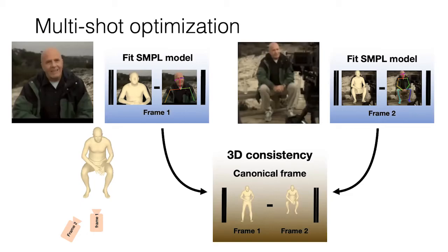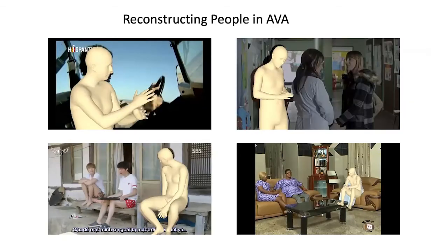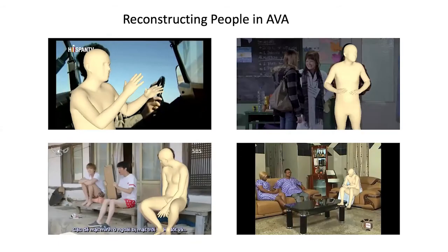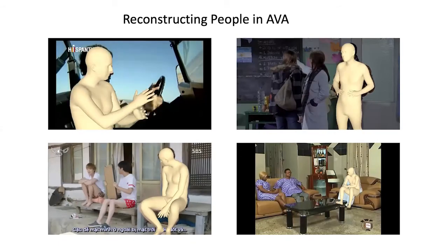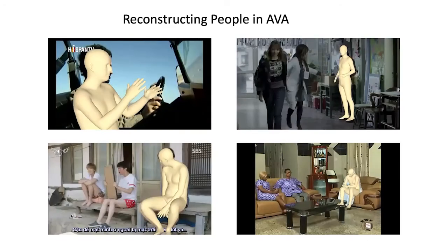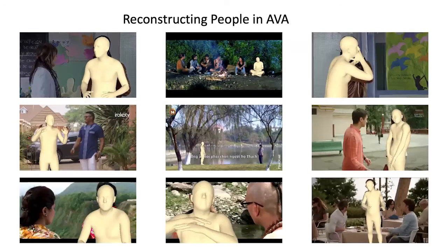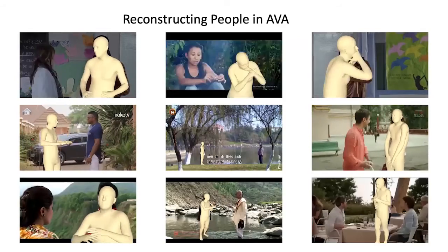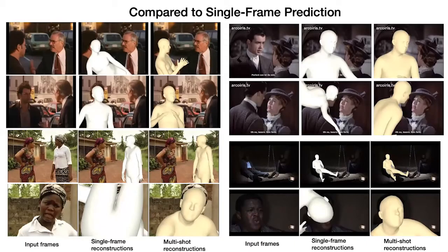Okay, so that's really the method, and it allows you to reconstruct people. We reconstructed people in the AVA dataset, which contains movie data with a lot of interesting interactions. And here are some comparisons, again, to single-frame prediction methods that fail a lot when there are only faces or very partially occluded humans.